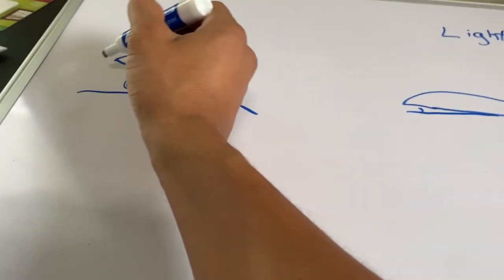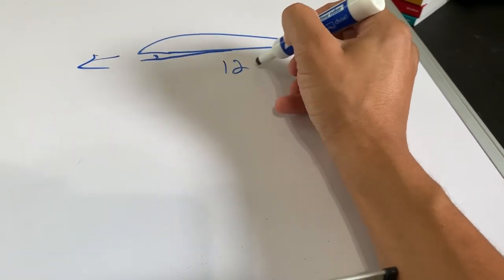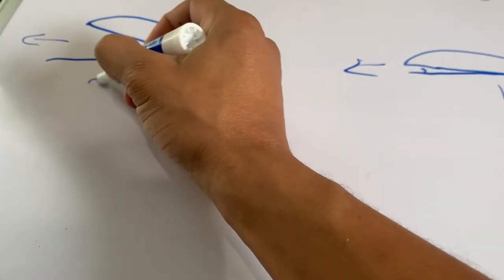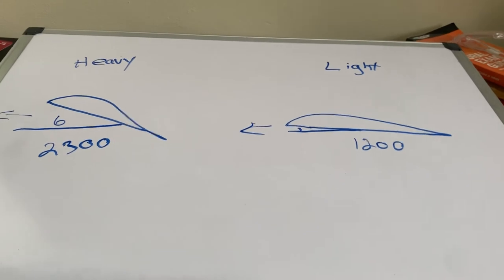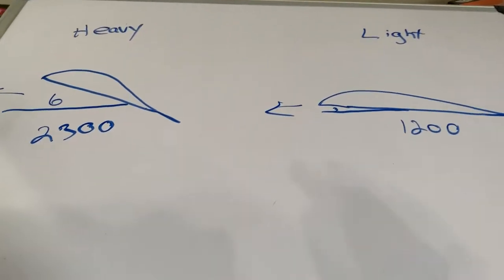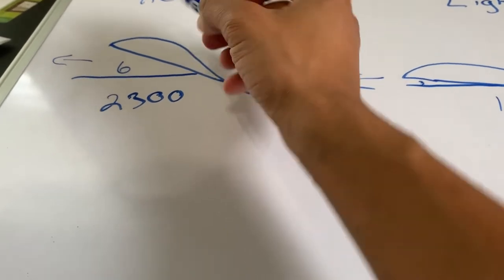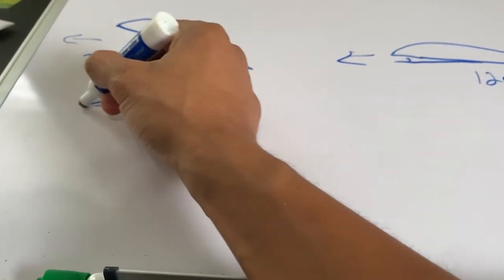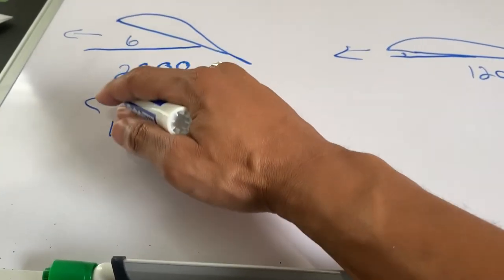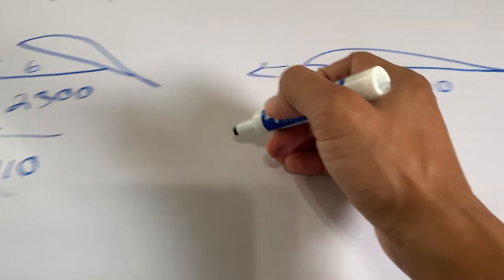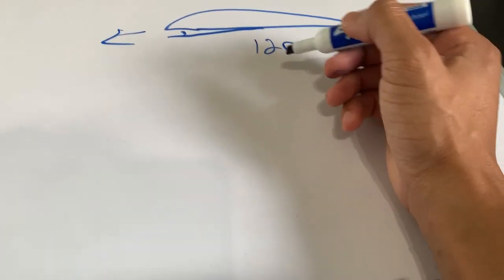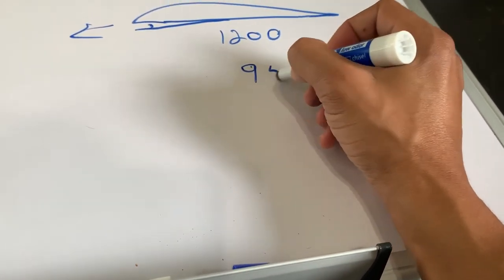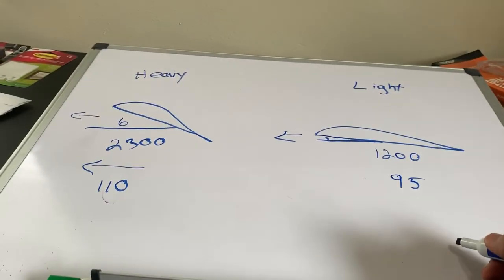We need this angle of attack to go in a straight line, and we need this angle of attack to go in a straight line. So 3, let's say we weigh 1,200 pounds over here. Over here, we weigh 2,300 pounds, right? Okay, everybody with me so far? Now, in order to maintain this altitude, going with this much weight and this much angle of attack, we've got to be going at least, let's say, 110 knots. Over here, we're light. We don't need all the extra speed just to maintain altitude, so we can actually be at, let's say, 95 knots. Okay, so there's a difference there, right?